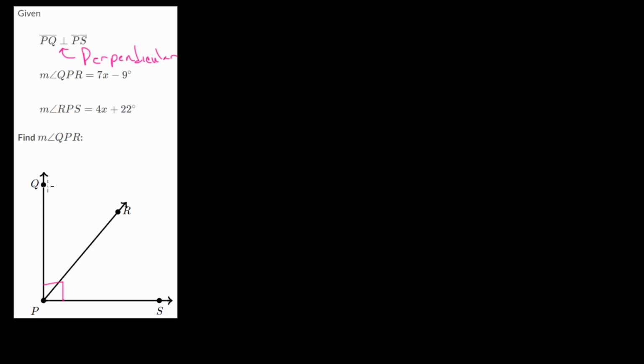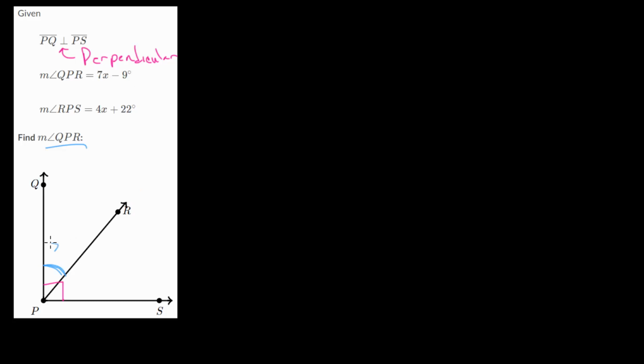So this is PQ and this is PS. They are at a right angle. And we're told the measures of QPR and RPS, and we need to find QPR. Actually, let me do that in a different color. We'll do that in blue. So QPR, this is the angle we want to find. And that angle, QPR, can be written with this expression, 7x minus 9 degrees.